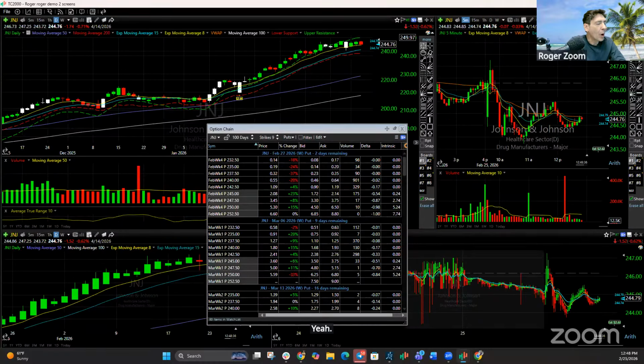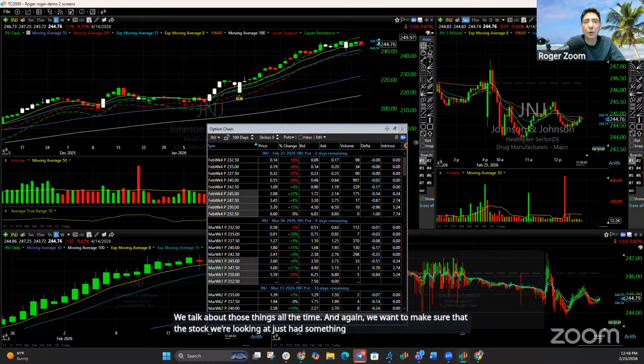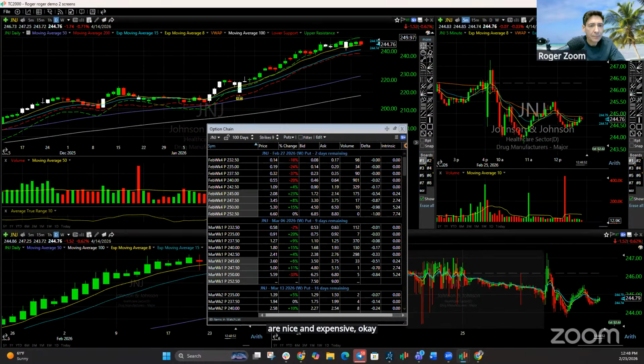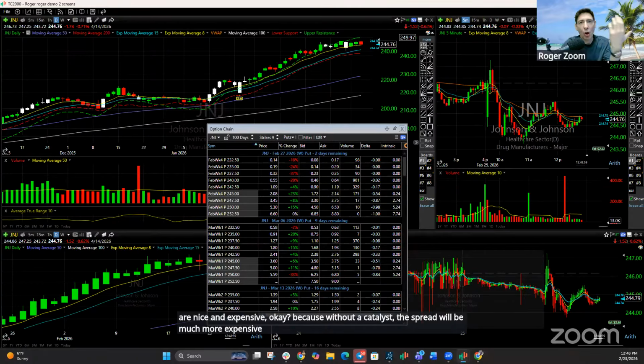And again, we want to make sure that the stock we're looking at just had something happen to it a few days ago. Earnings, an upgrade, a downgrade, some kind of volatility. We want a spike in volatility, so those options that we're selling are nice and expensive. Because without a catalyst, the spread will be much more expensive, and it'll just take you longer. You'll have to do more rolling over to make that premium.